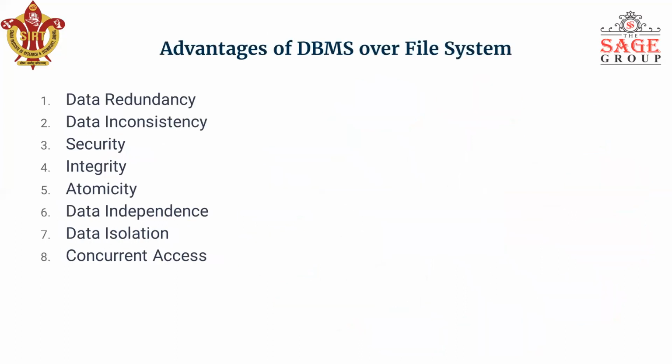There are some advantages of DBMS over the file-oriented approach. These are a few of the advantages of DBMS. That is data redundancy, second one is data inconsistency, third one is security, fourth one is integrity, next one is atomicity, next is data independence, seventh one is data isolation, and last one is concurrent access.